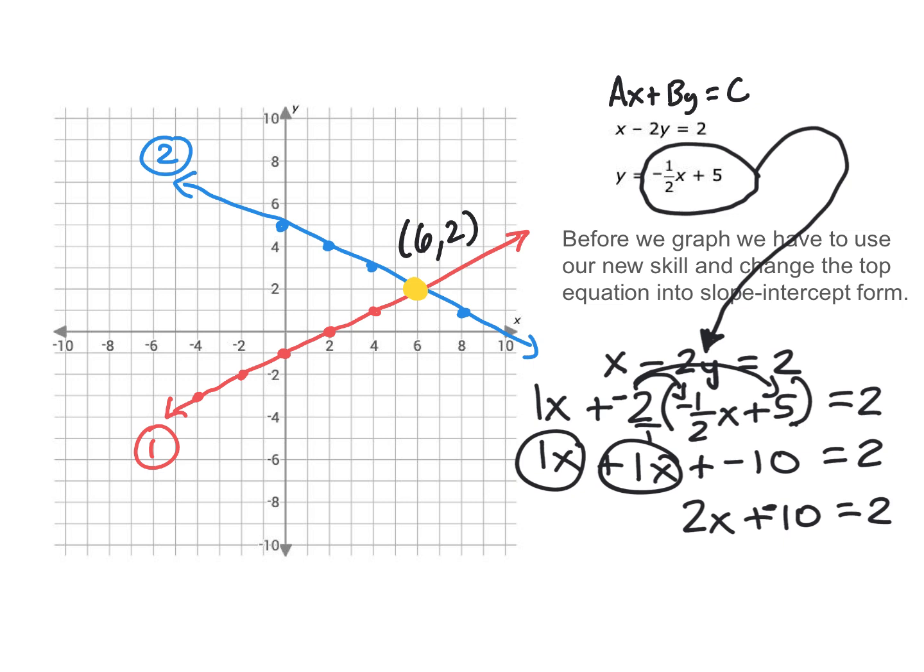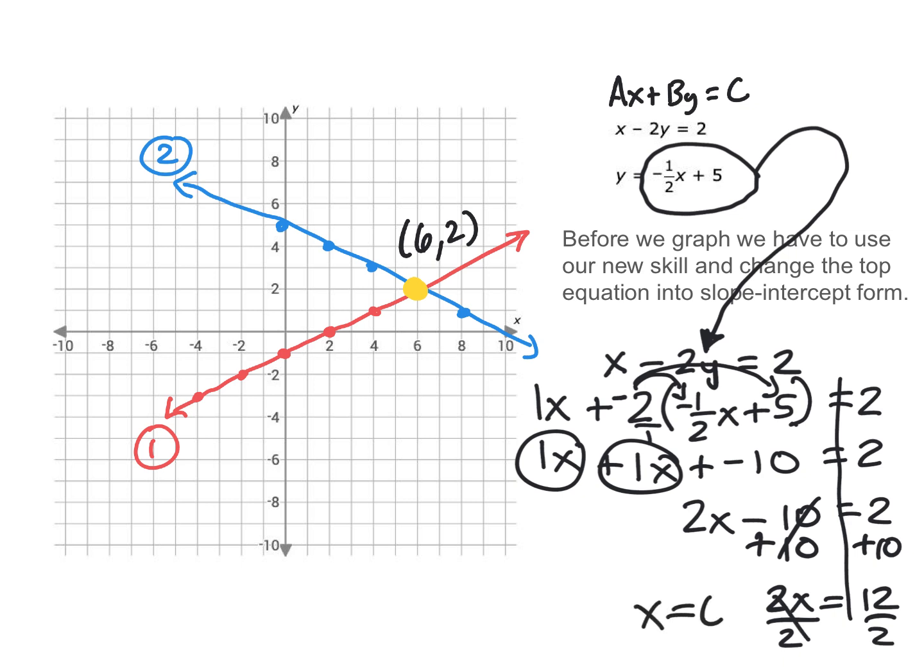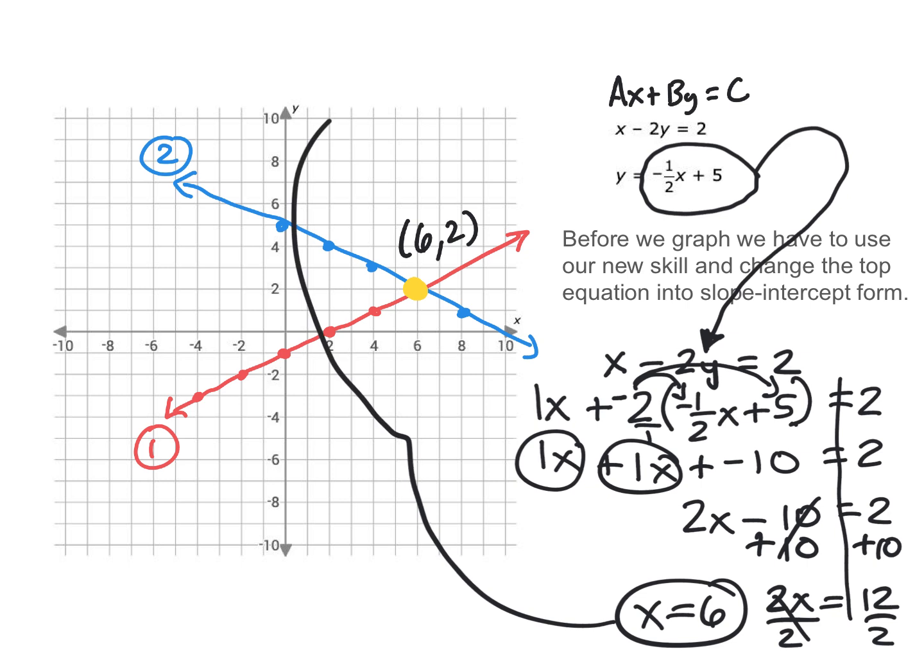This is where I prefer not to do plus a negative. I think it's better to have just one sign because it's easier for me to recognize how to solve this two-step equation by adding 10 to both sides. And I get 2x equals 12, divide by 2, and x equals 6, which hopefully is what we got. And look at that in our graph. 6 is our x value.